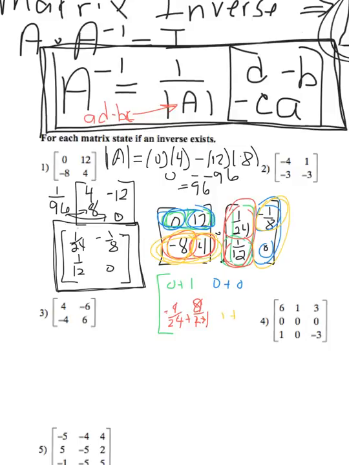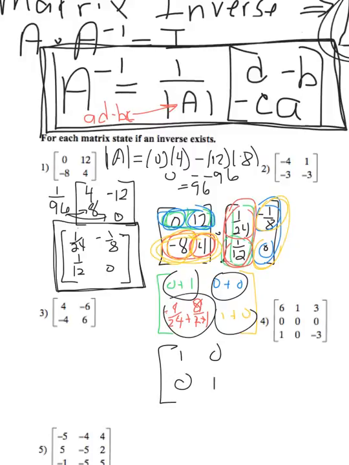And then 4 times 0 is 0. Okay, look what we ended up with here. If I simplify all of that, there's a 1, 0 plus 0 is 0, negative 8/24 plus positive 8/24, and 1 plus 0. Sure enough, the original matrix times our inverse matrix ended up giving us the identity. And that's what it's supposed to do.